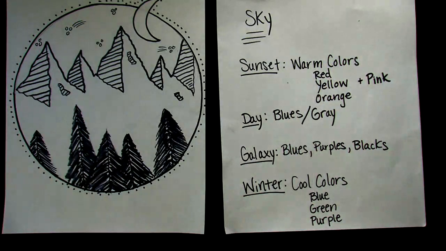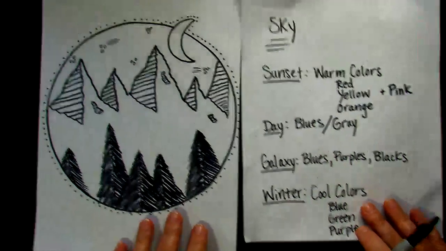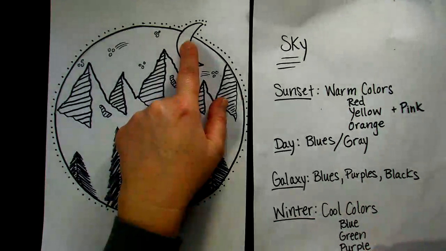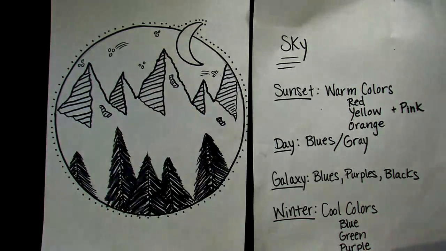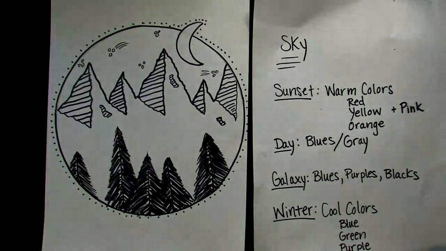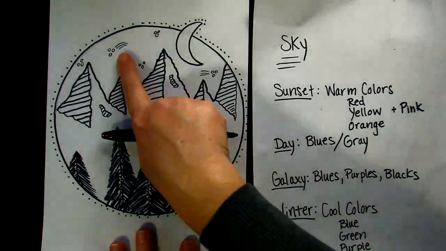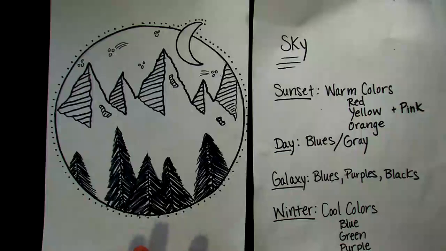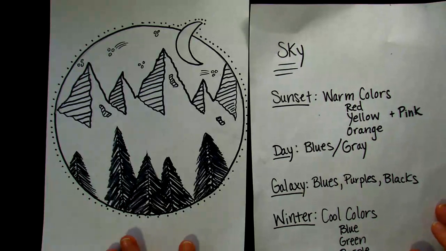And then if you want to add the frame, you can. If you want to add the quote, if you want to add a moon in your sky, it doesn't have to go out of the circle if you don't want it to. It could fit right in there. You could add little stars, some shooting stars, little snowflakes.